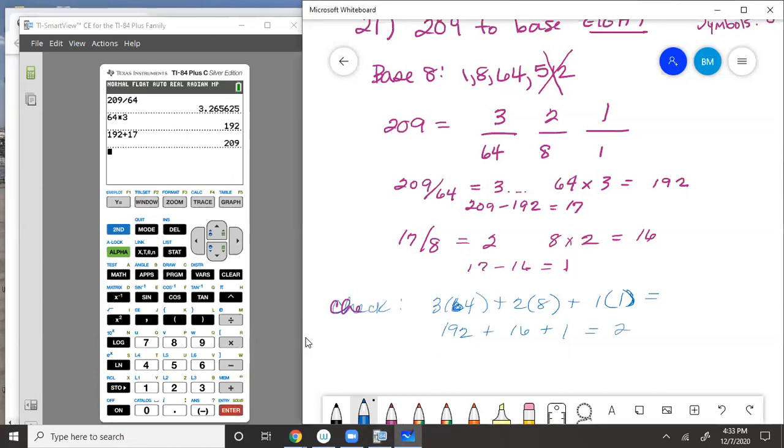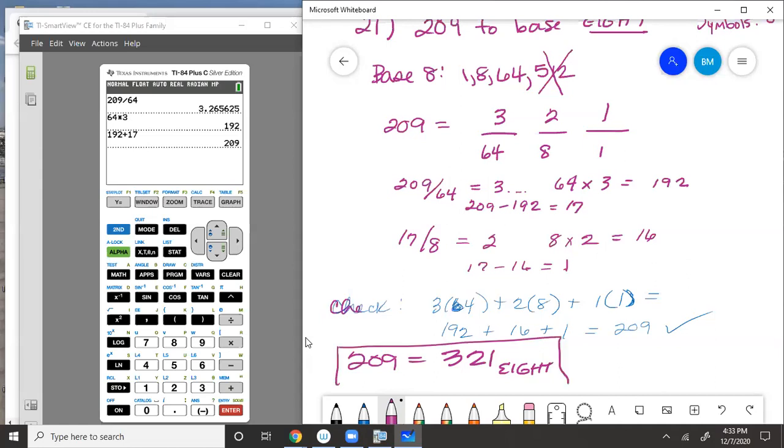Okay, so 192 plus 17, that's equal to 209. All right, so that's exactly the number that I was trying to convert. So the answer is 321, base 8. Yeah, so 209 is equal to 321 base 8. Okay. All right.